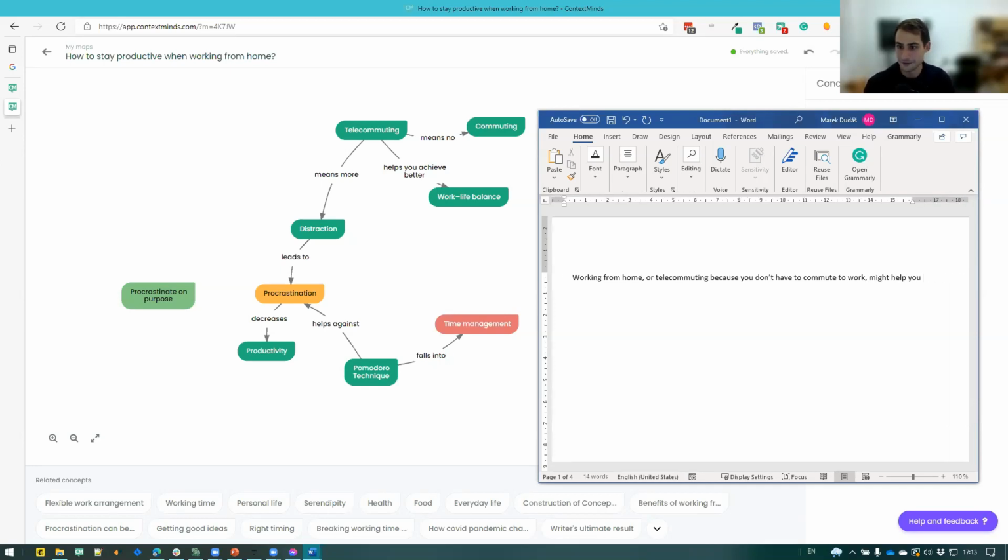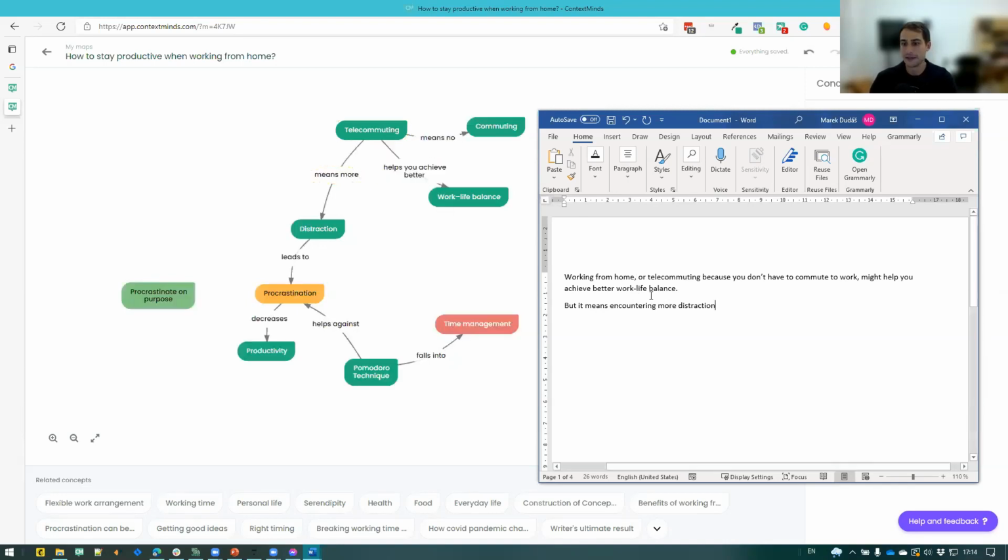Might help you achieve better work-life balance, but it means encountering more distractions and so on. So I assume that you take the idea. It's quite simple and obvious.